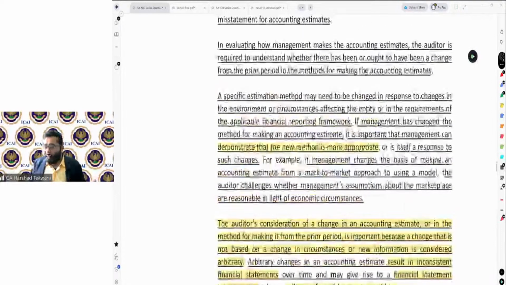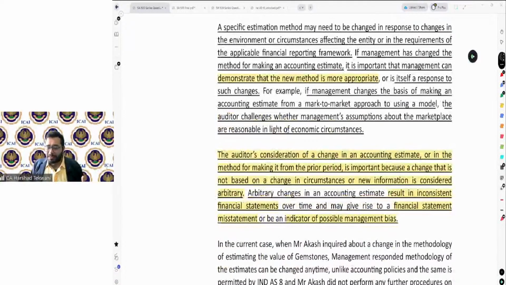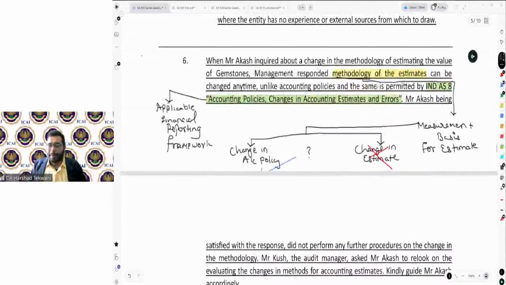If there is an arbitrary change, the result could be inconsistent compared to the previous financial years, because I cannot compare. Till last year I was doing historical cost. Now I am doing fair market value. That is not appropriate. And accordingly, I need to test for management bias. Hence, Mr. Akash is not correct in not performing any procedures. Mr. Akash did not perform any procedure on the change in methodology. That is incorrect, and Mr. Kush is correct.